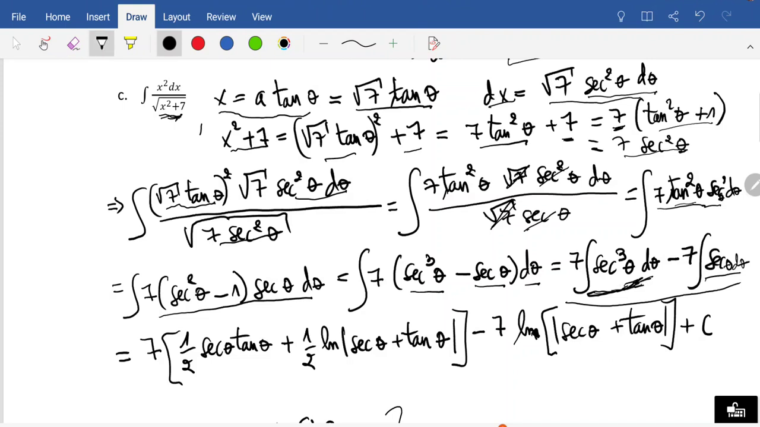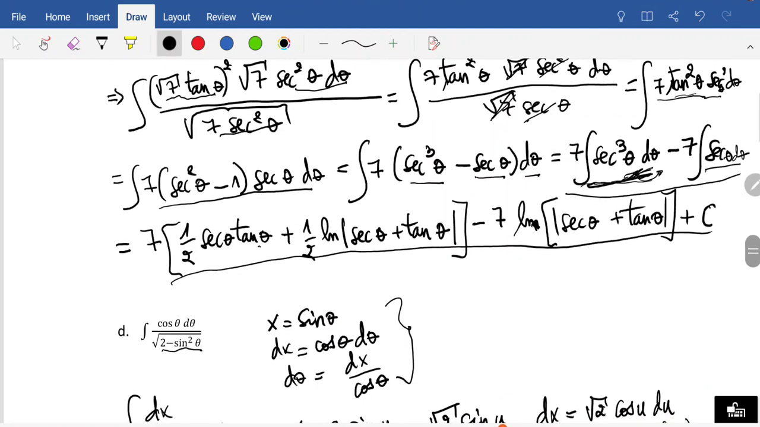Now, to find the first integral here, we can use the reduction formulas that we mentioned earlier, and if we solve for the entire integral, we can find that the final answer will be 7 multiplied by half sec theta tan theta plus half ln of the absolute value of sec theta plus tan theta, all minus 7 multiplied by ln of the absolute value of sec theta plus tan theta, all plus c, the constant of integration. So now that we have that, we are done with that question.